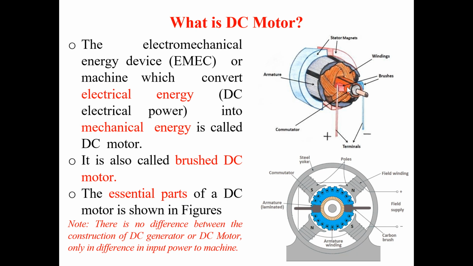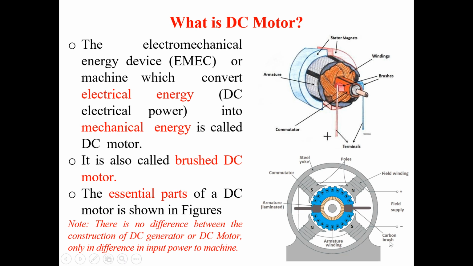as well as brushes. The essential parts of a DC machine are shown in the figure. As we see, the field winding is on the stator side, and the armature winding is on the rotor side, or sometimes we can call it an armature. EMF is always induced in the armature, and that EMF is collected through this commutator. The commutator is a mechanical rectifier which converts AC into DC, and that DC is collected through this brushes arrangement to the output terminal in case of a generator.